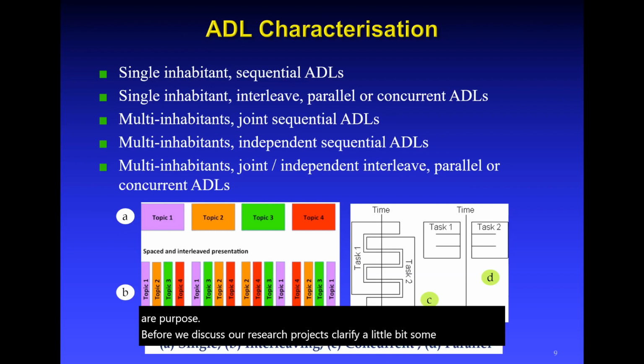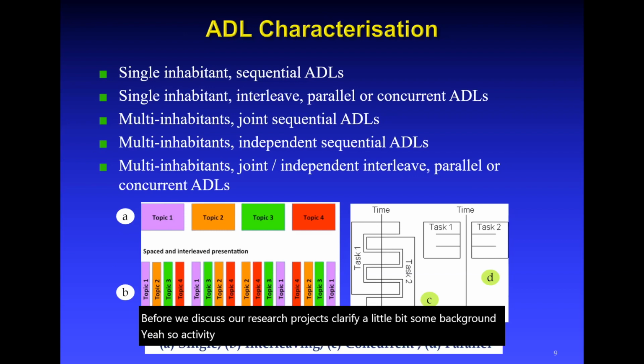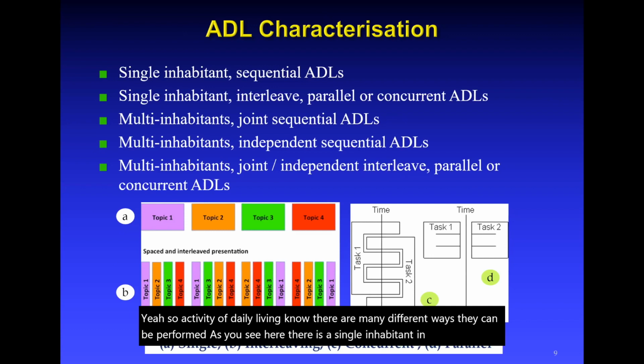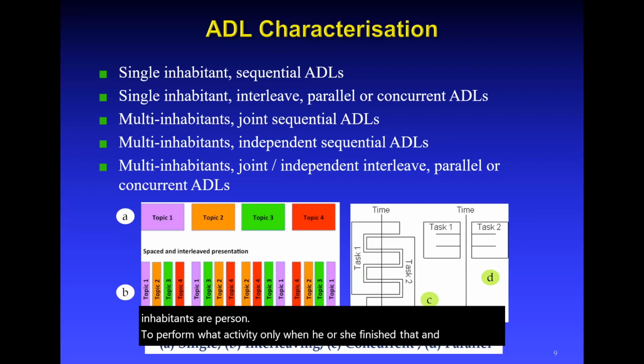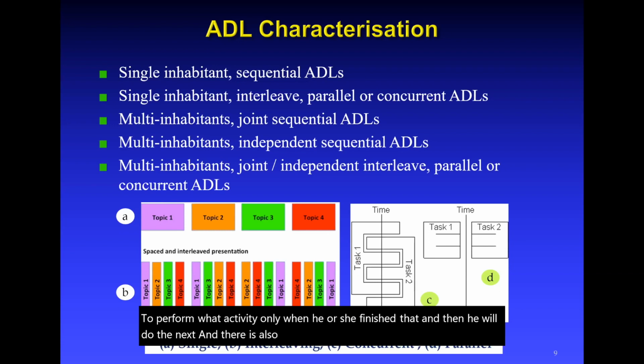So for activities of daily living, there are many different ways they can be performed. As you see here, there is a single inhabitant with sequential activities of daily living. That basically means the inhabitant or person performs one activity only, and when he or she finishes that, then he will do the next. And there is also a scenario with a single inhabitant who performs interleaved, parallel, or concurrent activities.